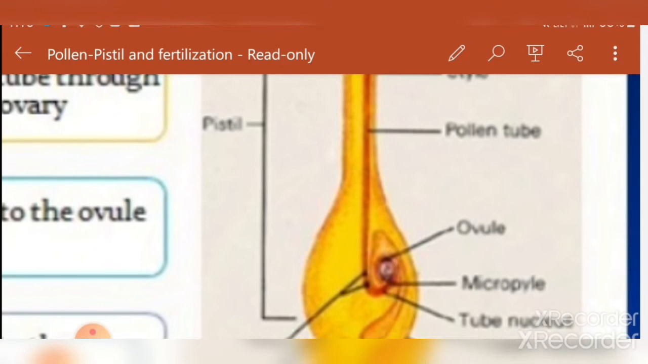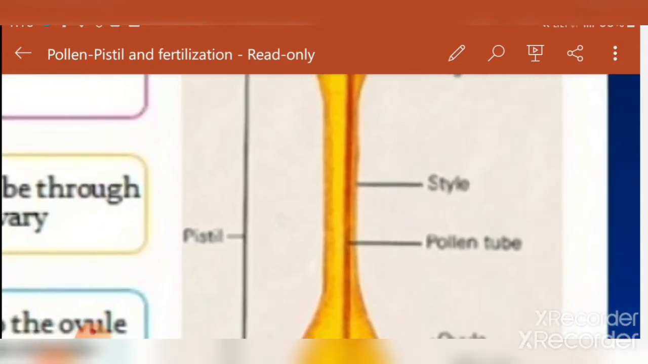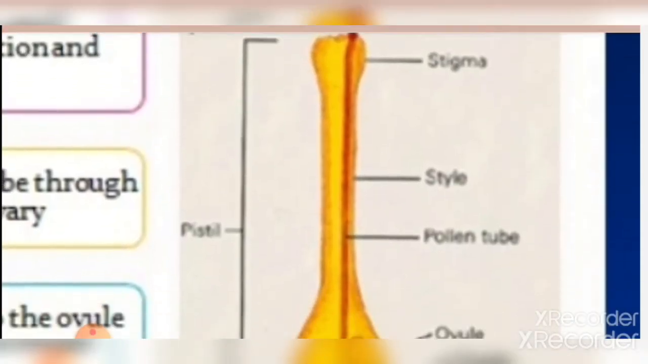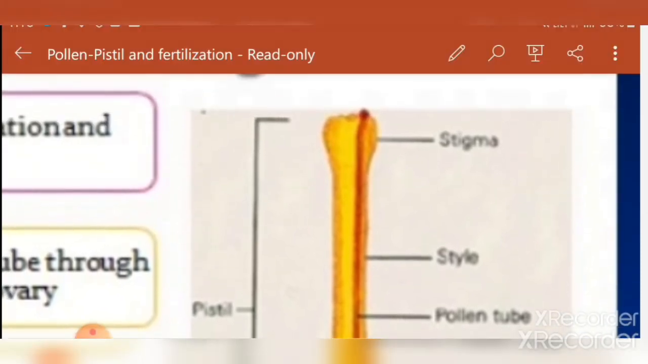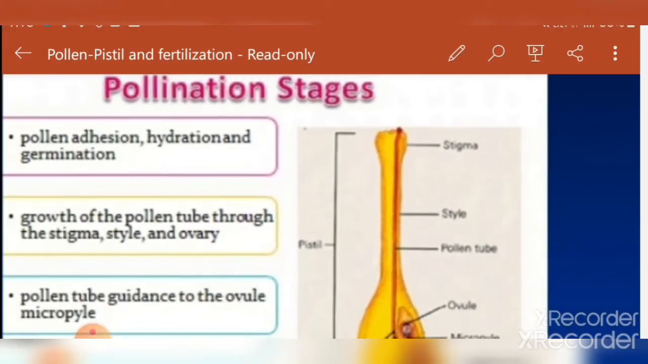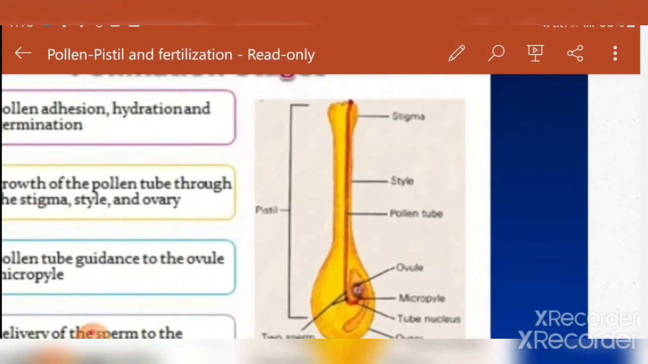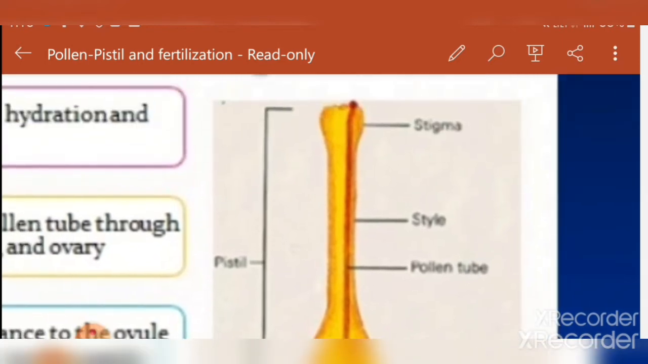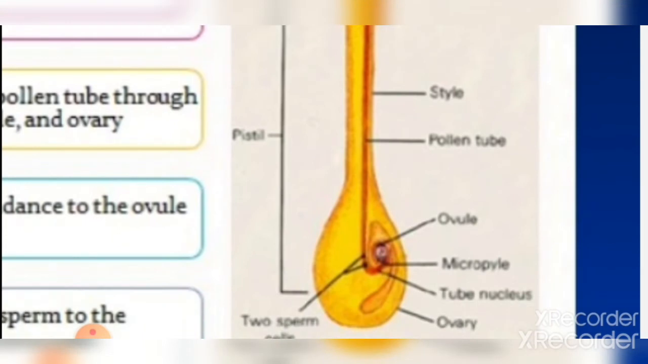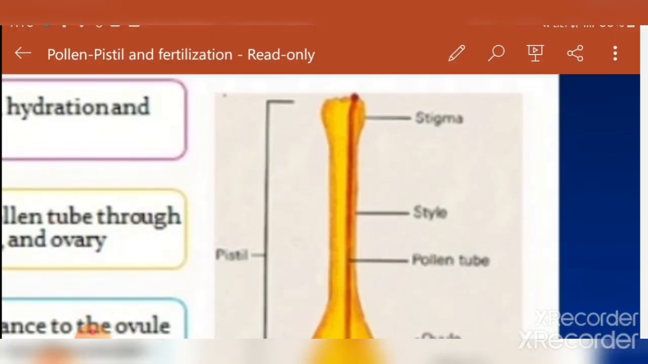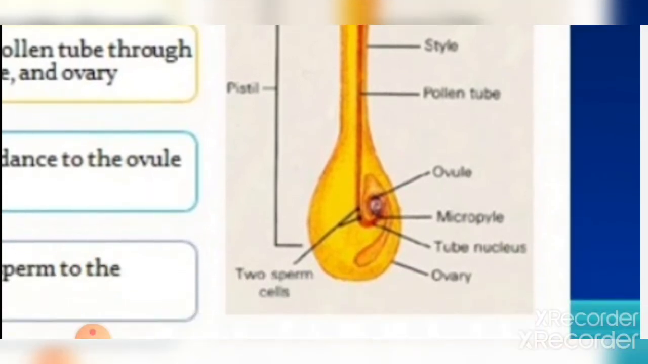Now please see here, children. Now, a very important thing. Are you able to see that? Now this is the stigma on which the pollen grain has fallen, and then you can see that the pollen tube is passing through the style. So these are the parts of the carpel. So what are the parts of the carpel? Stigma, style, and then ovary. You must be knowing that.